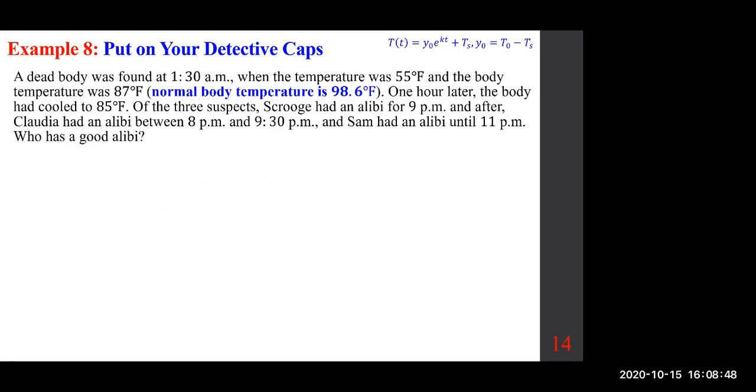Thank you. A dead body was found at 1:30 a.m. when the temperature was 55 degrees Fahrenheit and the body temperature was 87 degrees Fahrenheit. Normal body temperature is 98.6 degrees Fahrenheit. 1 hour later, the body has cooled to 85 degrees Fahrenheit. One of the three suspects, Scrooge, had an alibi until 9 p.m., and Claudia has an alibi between 8 p.m. and 9:30 p.m., and Sam had an alibi until 11 p.m. Who has a good alibi?